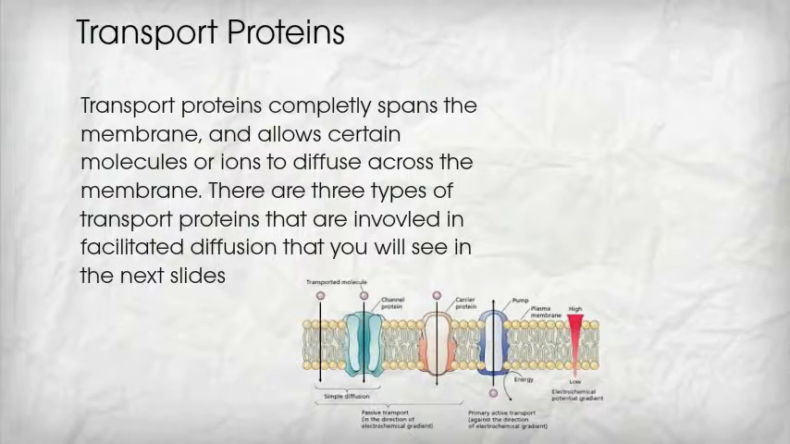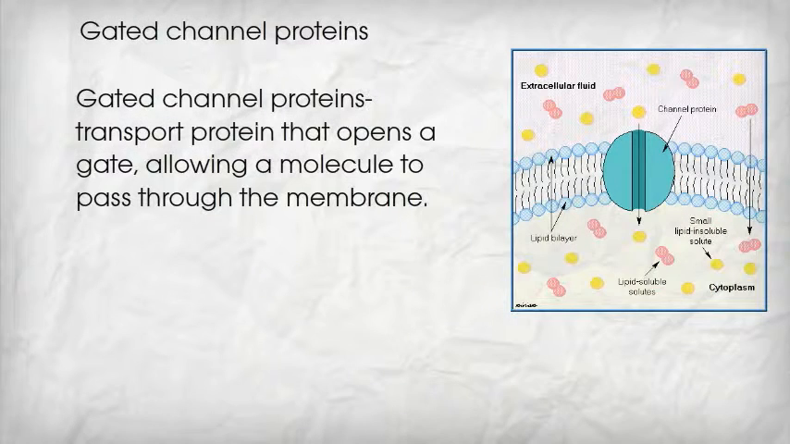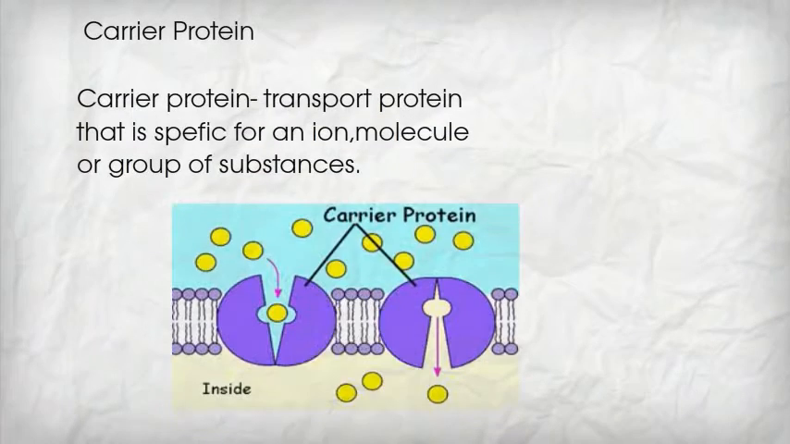There are 3 types of transport proteins that are involved in facilitated diffusion. Channel proteins, a type of transport protein, act like a pore in the membrane that lets water molecules or small ions through quickly. Gated channel proteins, a transport protein that opens a gate allowing a molecule to pass through the membrane. Carrier protein, a transport protein that is specific for an ion, molecule, or groups of substances.